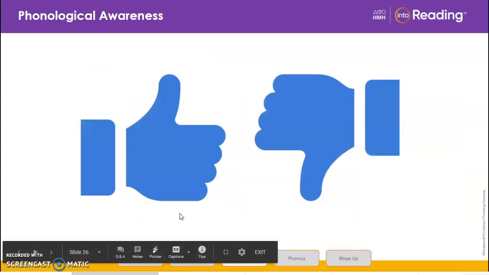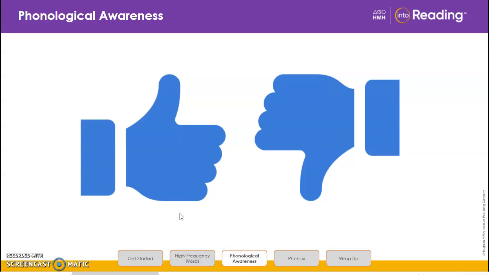This next activity, I'm going to say a set of words. You will give a thumbs up if all the words begin with the same sound. If they don't, give a thumbs down. Listen. Two tiny toads. Do those three words begin with the same sound? Yes, I hear t at the beginning of all three words. So you should have a thumbs up.